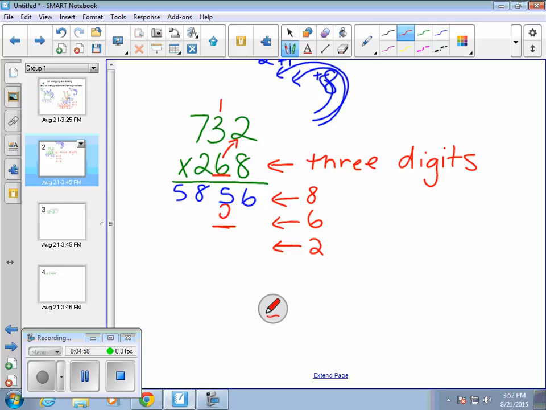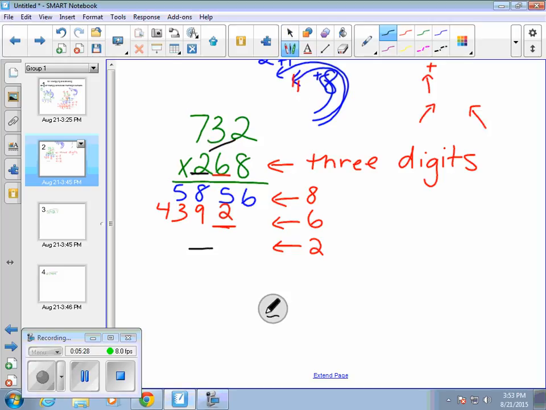6 times 2 is 12. 6 times 3 is 18, plus 1 is 19. 6 times 7 is 42, plus 1 is 43. I'm going to move over one more time in my place value, looking at the 2, and this is my third row. I'm going to line up my answer in that place value as well.